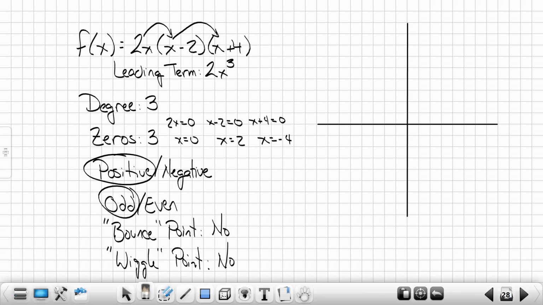So first of all, this is a degree 3, so it's a positive odd, which means it starts low, ends high. We good? Then I'm going to pass through 0, 2, and negative 4. So if my graph has to start low, end high, and pass through those points, there's only one way my graph can look. And that's going to be go through that, down there, through that, up there.